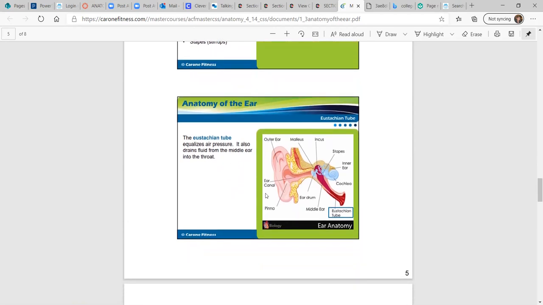But here's the diagram, if you want to look at where each one is in the chain. The Eustachian tube equalizes air pressure, and it drains fluid from the middle ear into the throat. So that's how it equalizes the pressure in your ear.